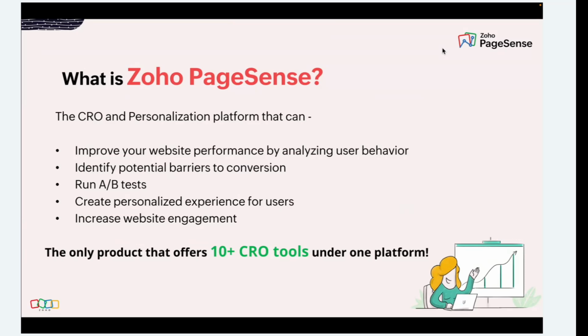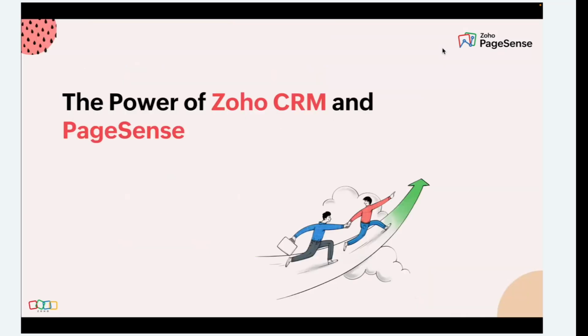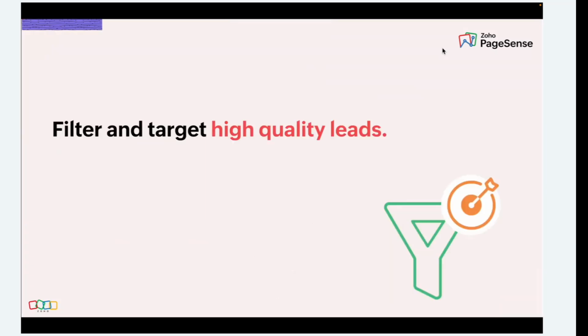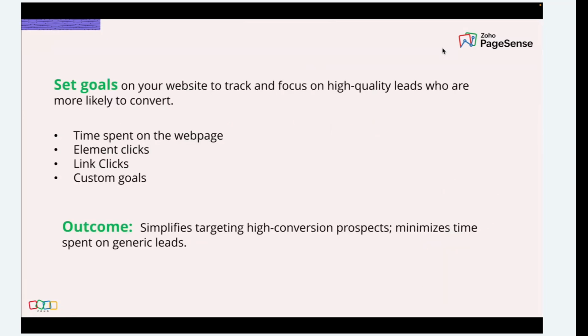Now, we will be diving into how much you can benefit through this integration. The power of Zoho CRM and PageSense. First, filter and target high quality leads. So you can simplify targeting high quality leads by ensuring that you put your best efforts on leads with the highest potential. How? By minimizing the time spent on generic leads, you streamline your sales process.